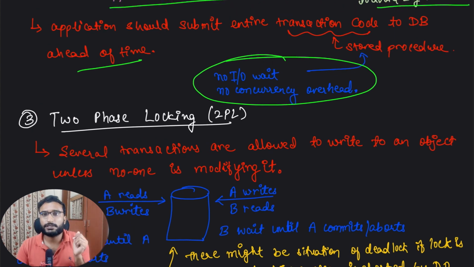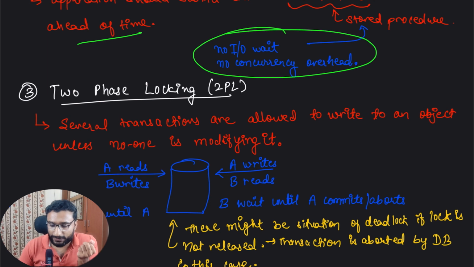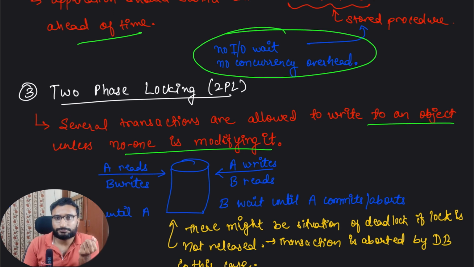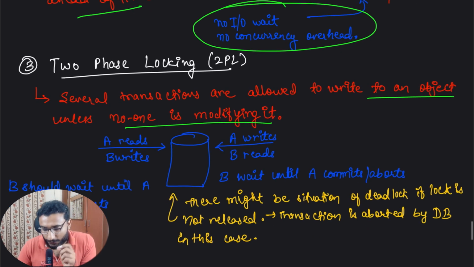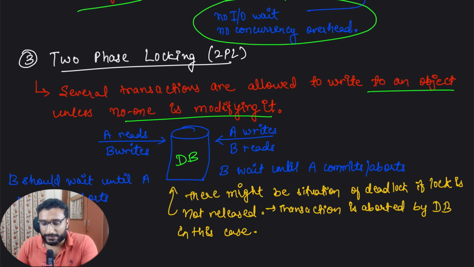This is different from 2PC, two-phase commit, which we will discuss in coming chapters. If we talk about two-phase locking, several transactions are allowed to read an object as long as no one is modifying it. You will understand it with this example. Let's say this is your database. In this database, A is reading and B can write. If A is writing, then B is allowed to read. There will not be a scenario where A is writing and B is also writing. So we should wait until A commits or aborts.